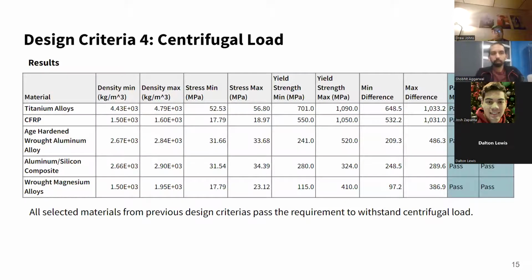And we can see that all of the materials pass this criteria, as the differences for all of the materials are positive, and the greatest differences are the titanium alloys and the CFRP. And we do not have any further trimming of our selections.